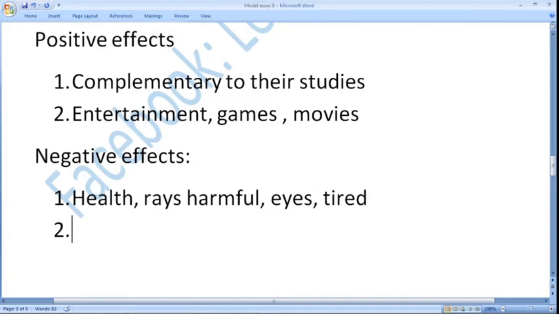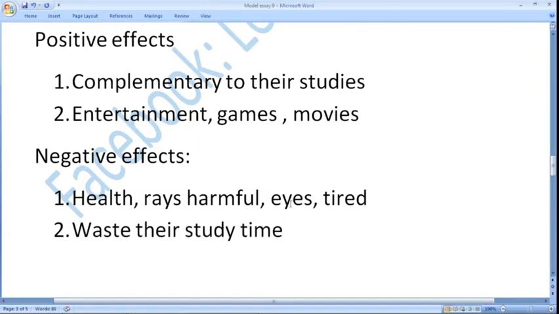And apart from the bad impact on their health, when they use a computer, they play games and watch movies, they are wasting their study time. They waste their study time.